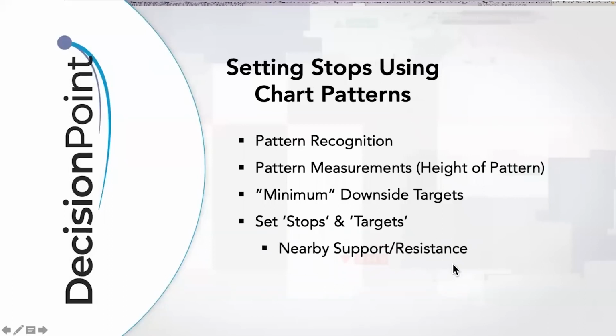You can look at nearby support and resistance from those patterns, and you can take half of the height of the pattern. If you're sitting at all-time highs, you can look at that bullish continuation pattern and then just think of about half the height of that pattern moving up would be a pretty good target for you.